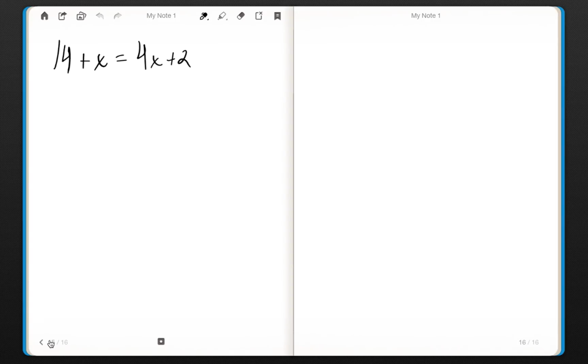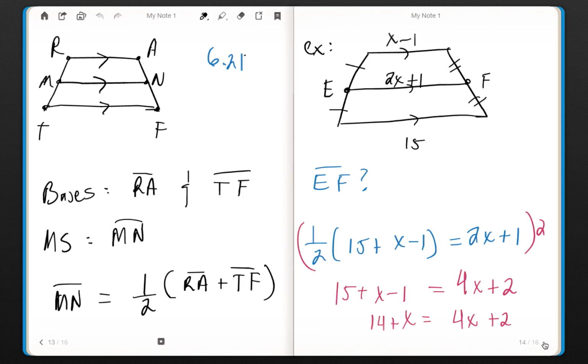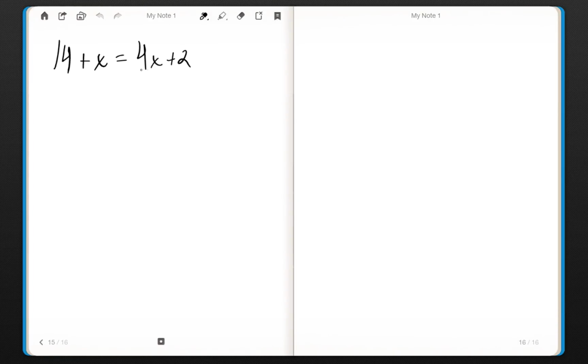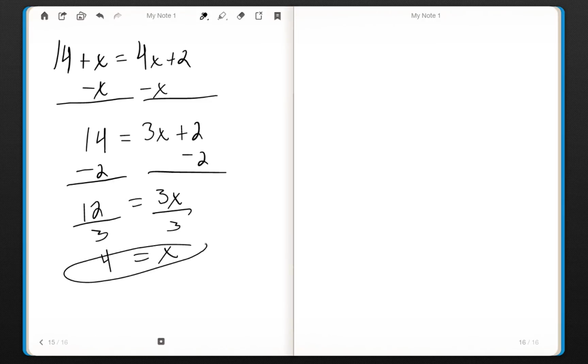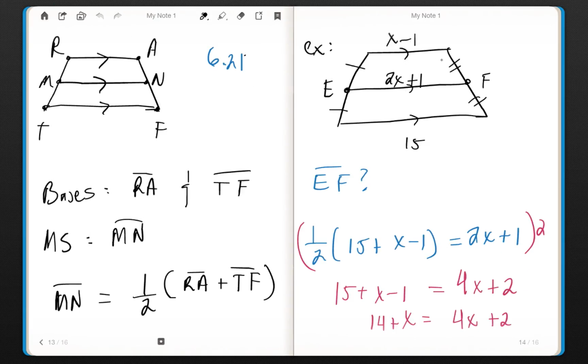Check back to see if I remember that correctly. Yeah. So we can combine like terms. I'll subtract x from either side. So this will give me 14 is equal to 3x plus 2. Then I can subtract 2 from either side. Then we can divide by 3. So not too bad, just a few steps here. We get x is equal to 4. The thing is, though, EF was given to you in terms of x. And they want to know what EF is. EF is 2x plus 1.